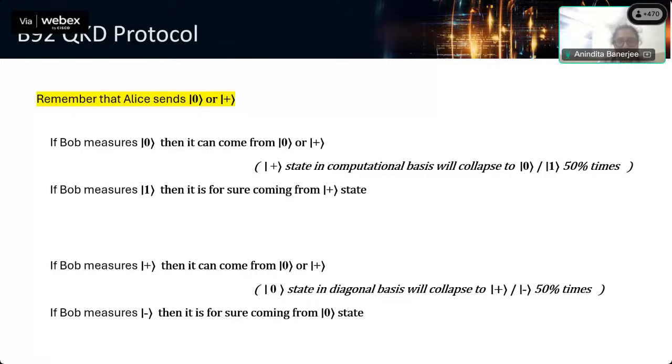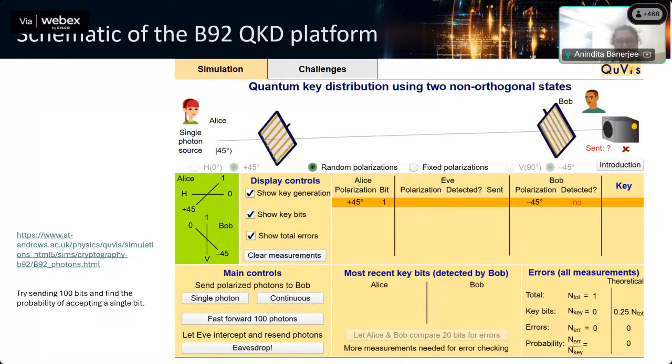So if Bob measures, just remember that. If Bob measures |0>, then it can become |0> or |+>. |+> in the computational basis will collapse to 0 and 1 with 50% probability. But if Bob measures 1, then it is for sure that it is coming from |+>. If you have any probability issue, please, I'll be happy to come back, but these are simple maths which you can do at your end.